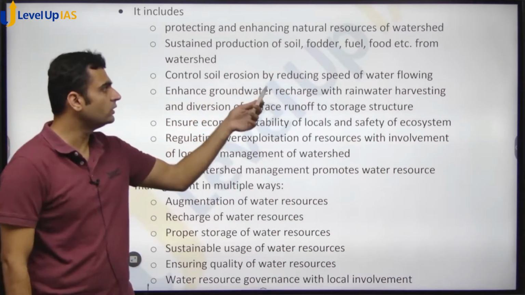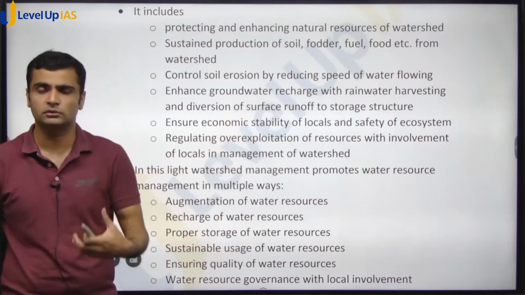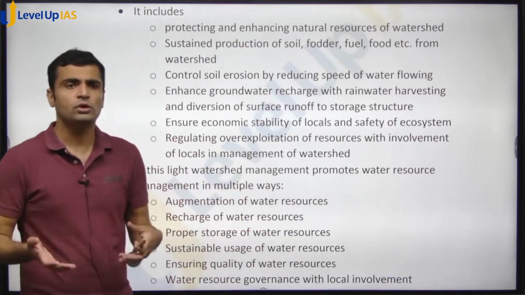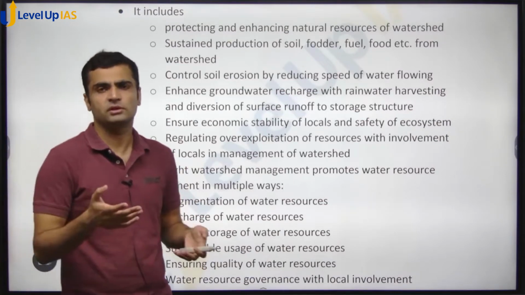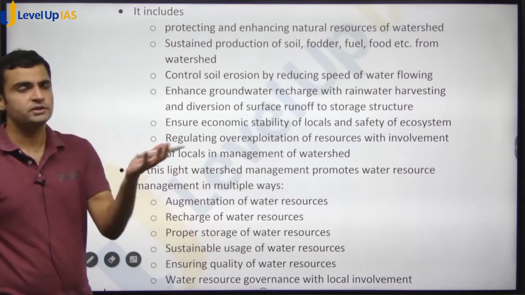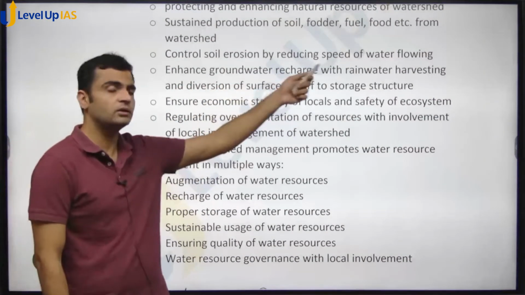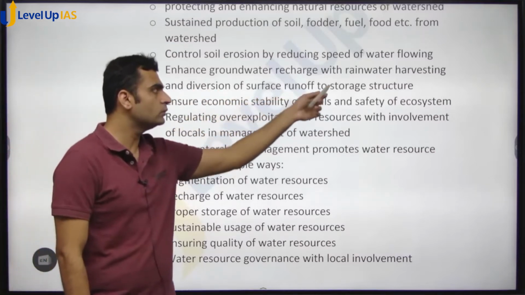Then controlling soil erosion by reducing speed of water flowing on the watershed. That's the basic principle of watershed management. We want to reduce speed of water using contour bunds and check dams etc. Okay, or agroforestry systems as well. Then we want to enhance groundwater recharge with rainwater harvesting and diversion of runoff water to storage structure.